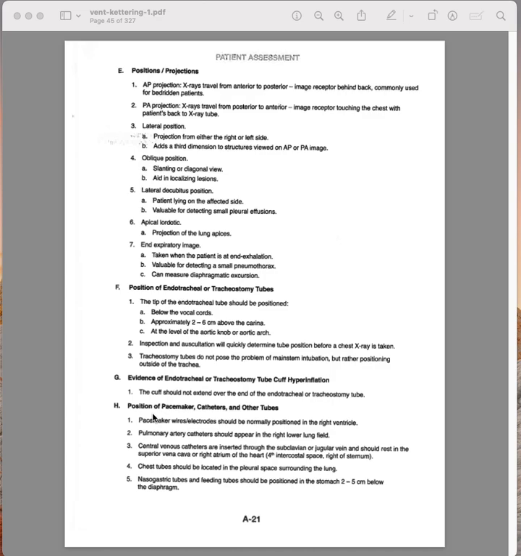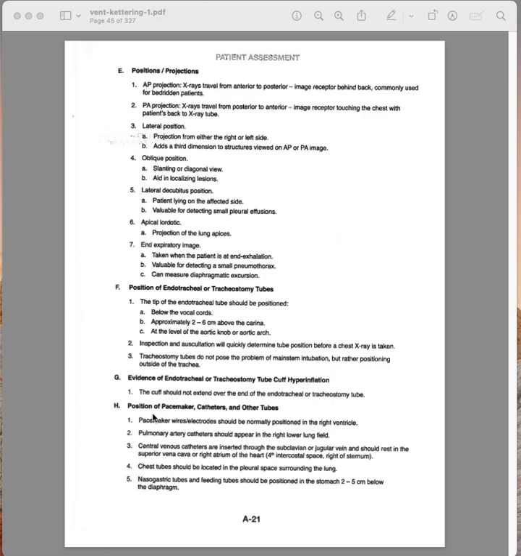Oblique position, slanting or diagonal view, aids in localizing lesions. Lateral decubitus position: patient lying on the affected side, valuable for detecting small pleural effusion. Apical lordotic: projection of the lung apices. End expiratory image: taken when the patient is at end exhalation. Valuable for detecting a small pneumothorax. Can measure diaphragmatic excursion.